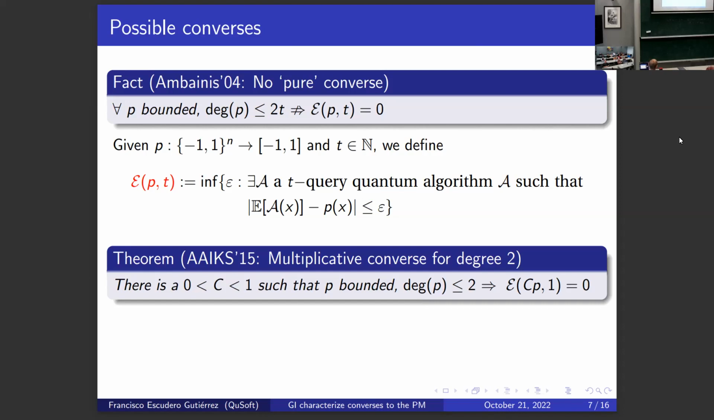Yeah, maybe we can forget about this and simply say that it's not true that if p is bounded and of degree at most 2t, then this implies this. So there is a p for which it's not true. Yeah. Yes, very good. I'm happy. I'm not.